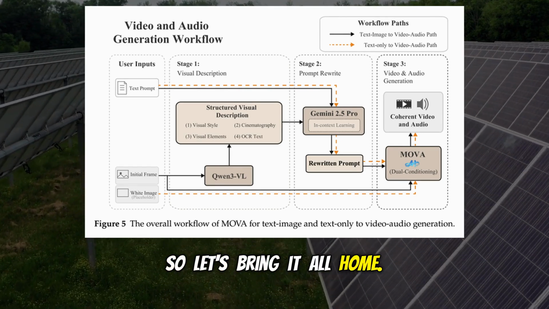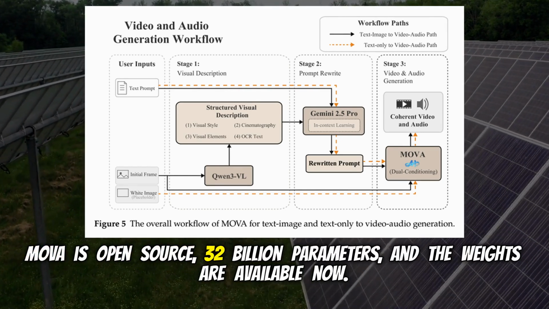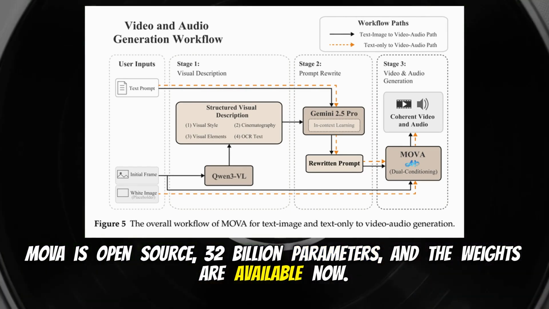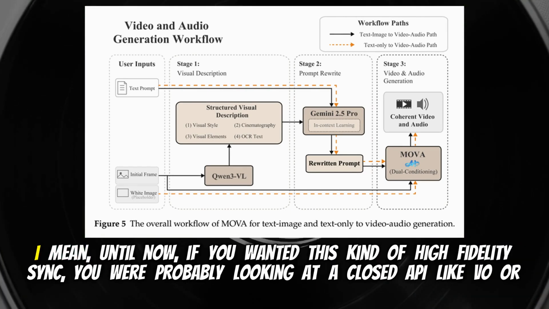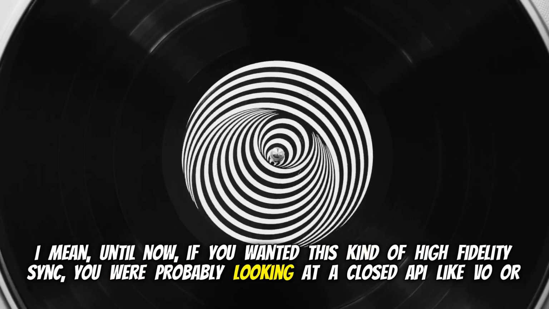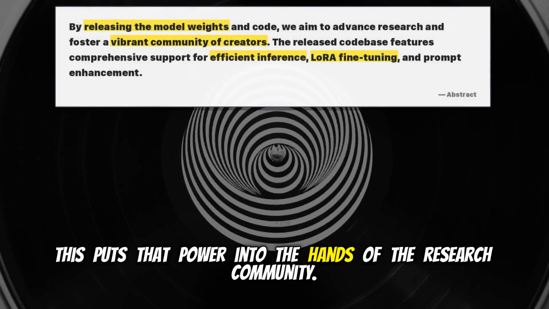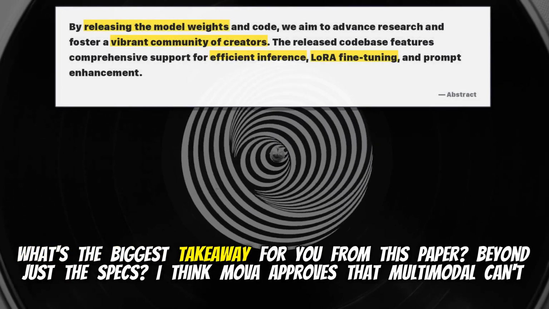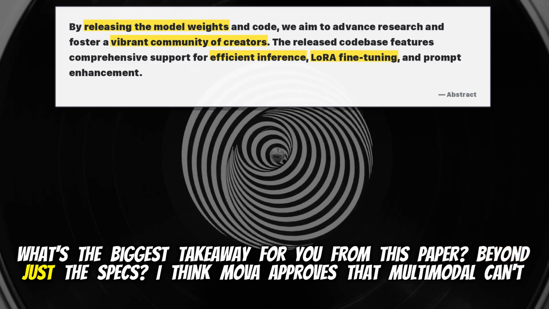So let's bring it all home. MOVA is open source, 32 billion parameters, and the weights are available now. Which is just a massive contribution. I mean, until now, if you wanted this kind of high-fidelity sync, you were probably looking at a closed API like Veo or Sora. This puts that power into the hands of the research community. What's the biggest takeaway for you from this paper, beyond just the specs?